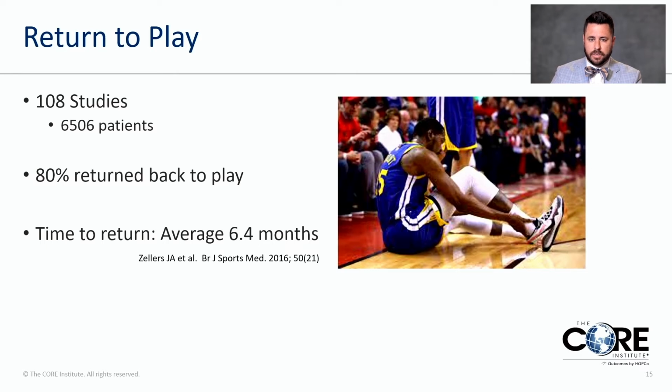This is a great study from 2016 in the British Journal of Sports Medicine, indicating that the average return to low-level athletics was 6.4 months. Kevin Durant, who's pictured here, took over 12 months to come back and play full functional basketball. So you have to keep that in mind when you start looking at some of these big foot and ankle injuries.